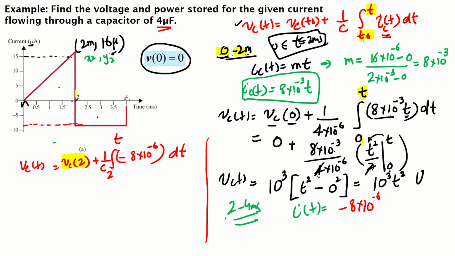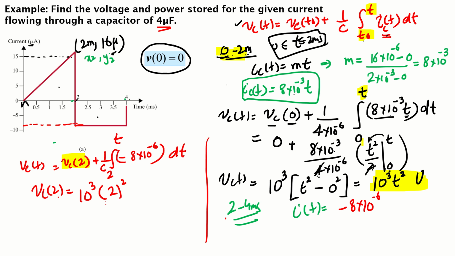If you look at the graph, this is the current graph, so you cannot get the voltage directly. But we have found that from 0 to 2 milliseconds the voltage can be represented using this function. So using this we can find the voltage at 2. Our function is 10 power 3 times t square, and t will be 2. So what will be the answer?